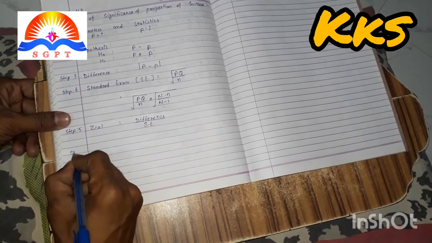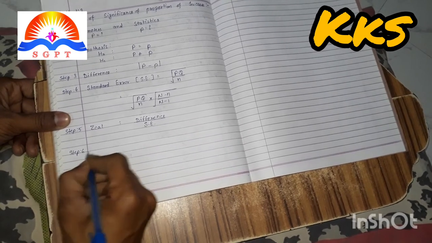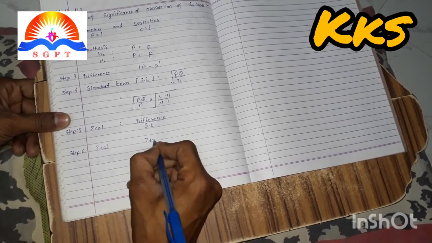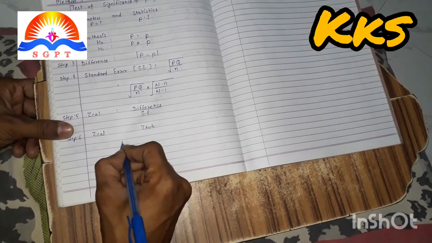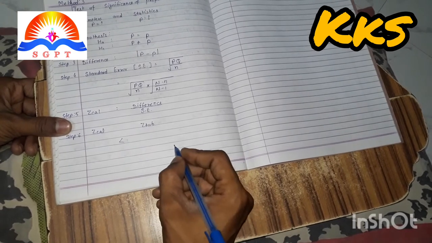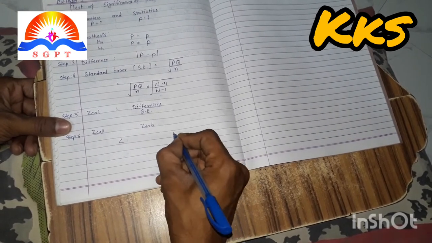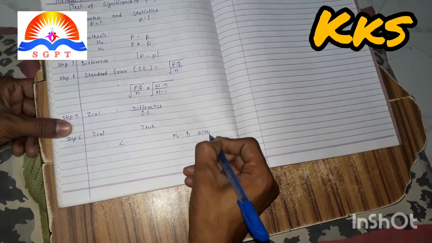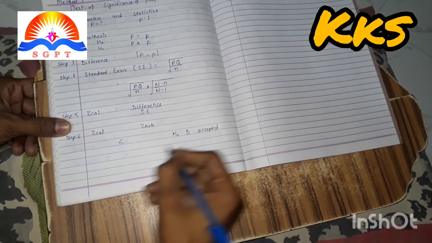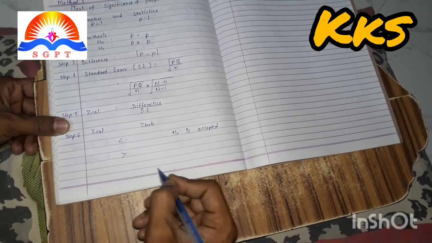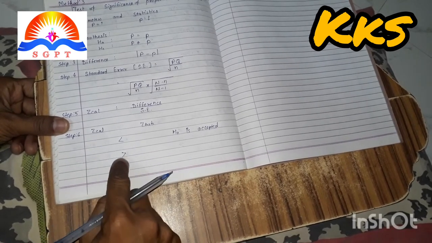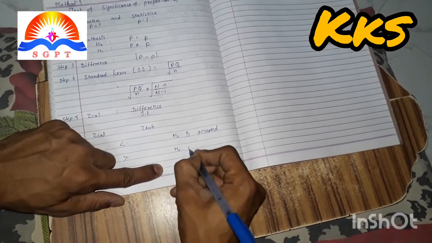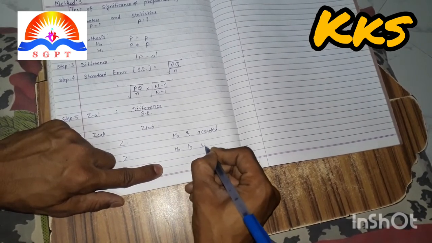And the last step 6: Zcal is compared with Ztab. If Zcal is less than Ztab, H0 is accepted at 5% or 1% level of significance. If Zcal is greater than Ztab, H0 is rejected.